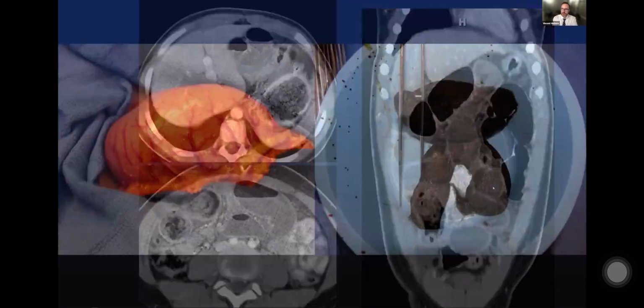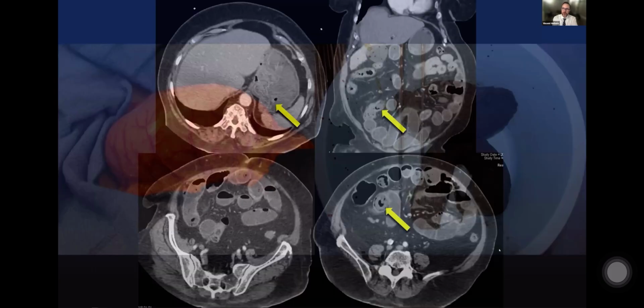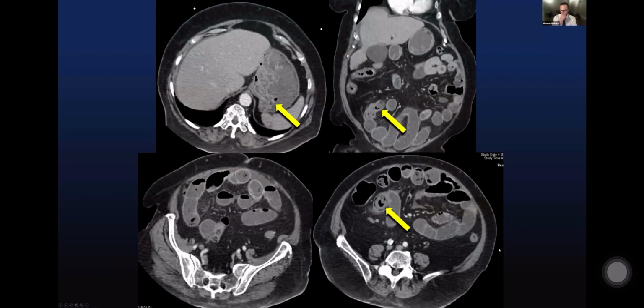I'm sorry if you're eating dinner right now while watching this lecture, but this is what it looked like when they took the trichobezoar out. The other variant of bezoars that we see, that honestly I think is a lot more difficult to diagnose unless you're thinking about it, is the so-called phytobezoar, or bezoar from plants.